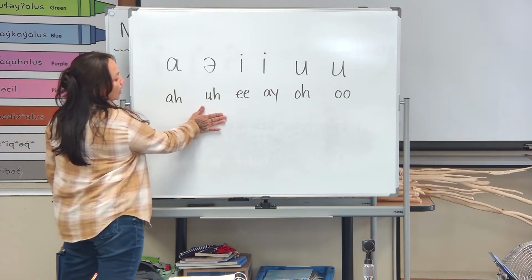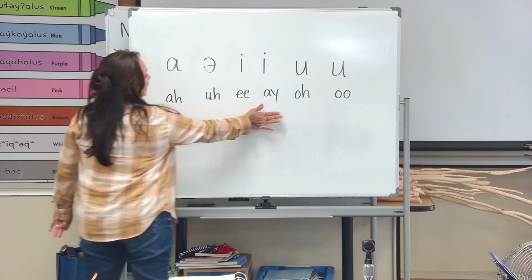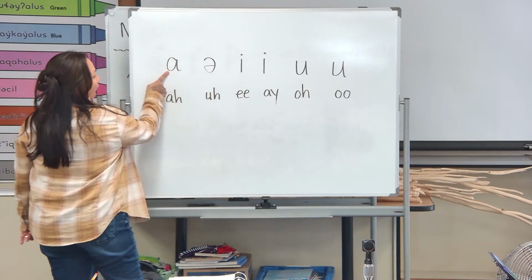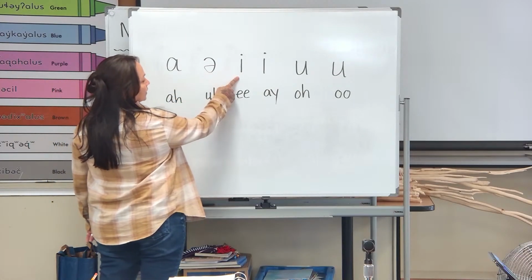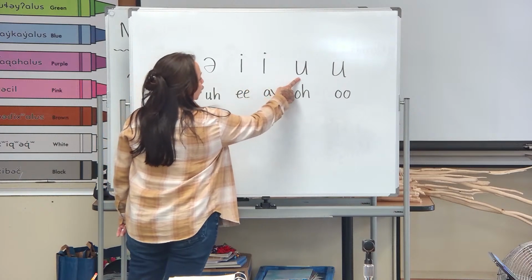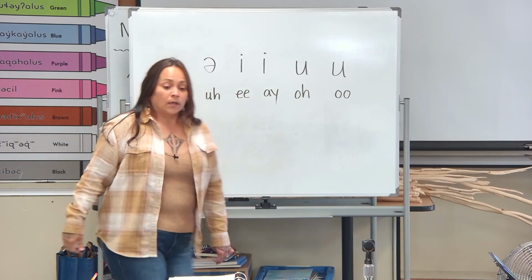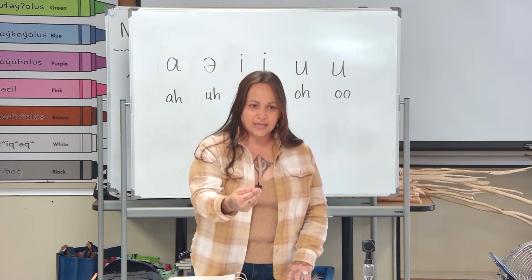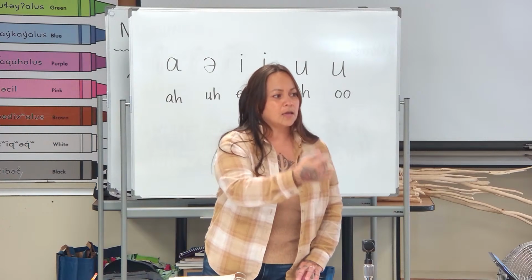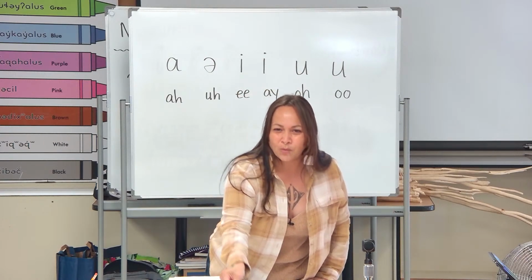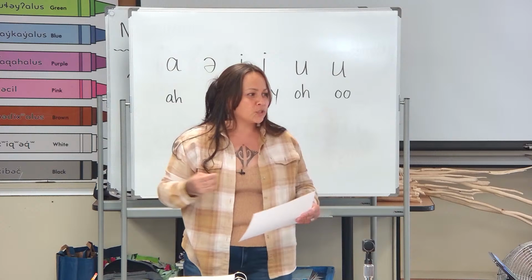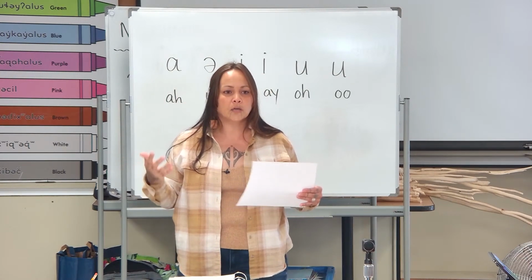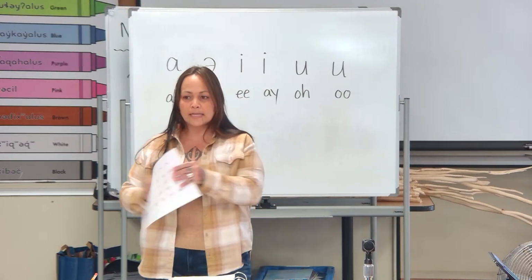A, E, I, O, U. Again. A, E, I, O, U. From now on, the charts that we use, we're going to follow that same order: A, E, I, O, U. That way, when we introduce a new consonant, we're not going to get thrown off all over the place with, are we ahing, are we oohing, are we eeing, are we aying? So we'll just follow that same format.